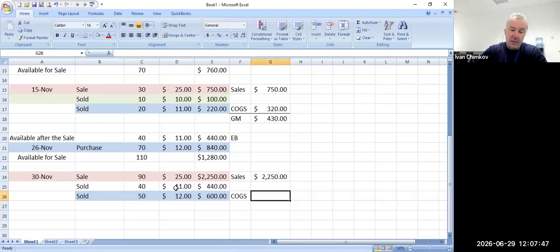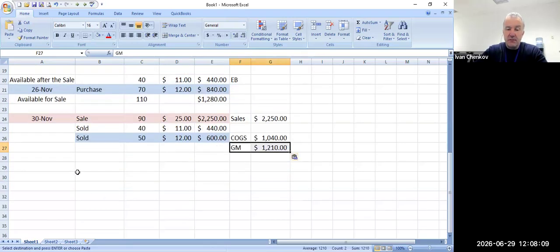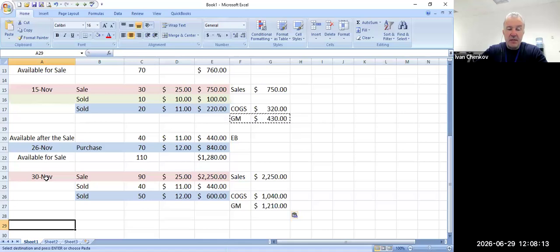Well, the first 40 comes with the cost of $440. The next 50 comes with a cost of $12 per unit, another $600. So it's going to cost me 440 plus 600. That's going to give me $1,040. That's going to give me an automatic contribution margin of $1,210. Now the question is, what's my ending balance at the end of November?